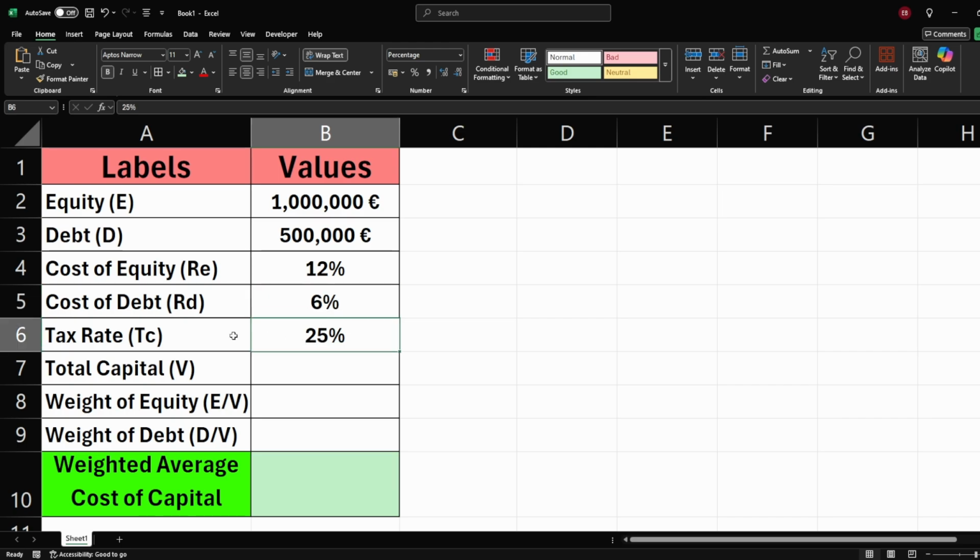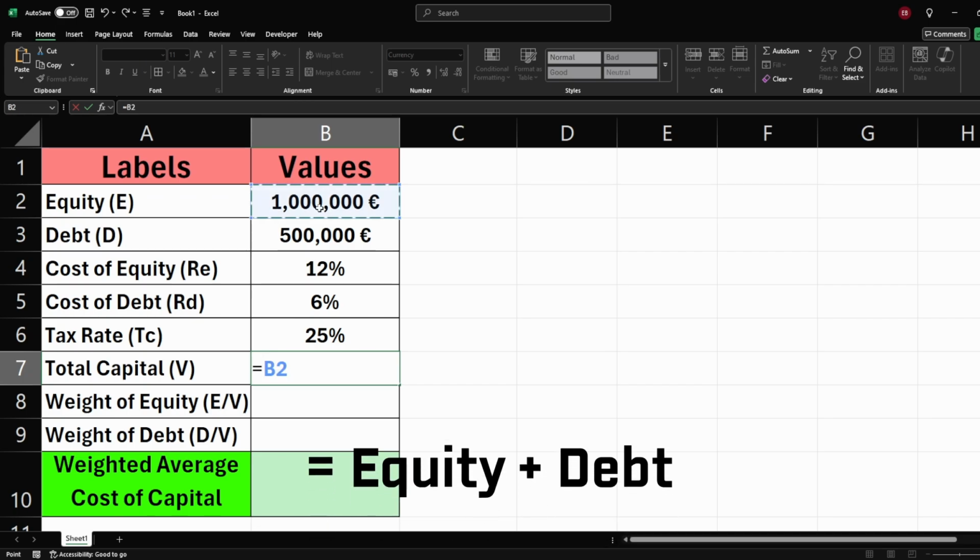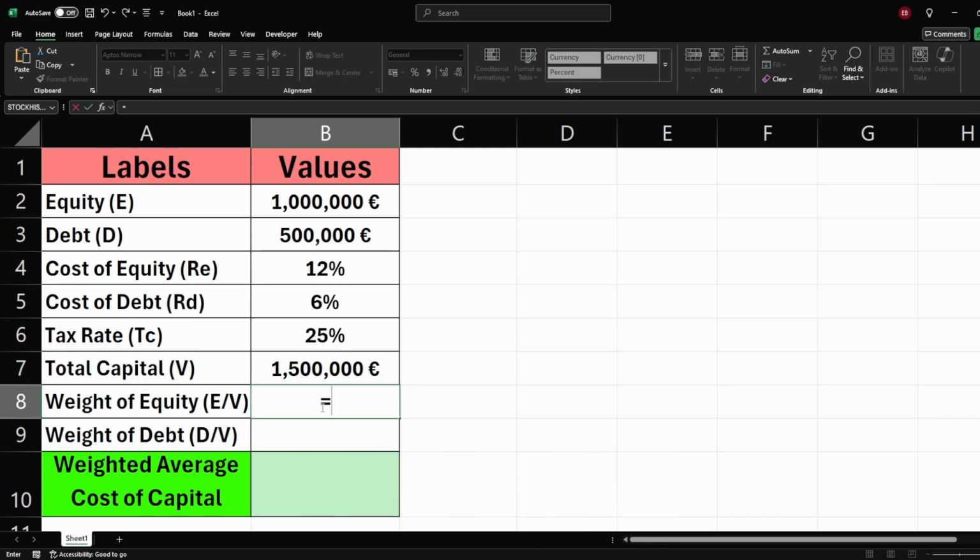And tax rate. Now that we have our inputs, the next step is to calculate the company's total capital, which is simply the sum of equity and debt. Now that we have the total capital, we can calculate the weight of equity and weight of debt. This shows how much each contributes to the company's financing.